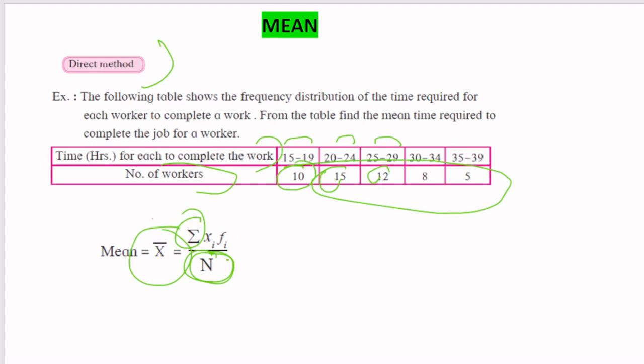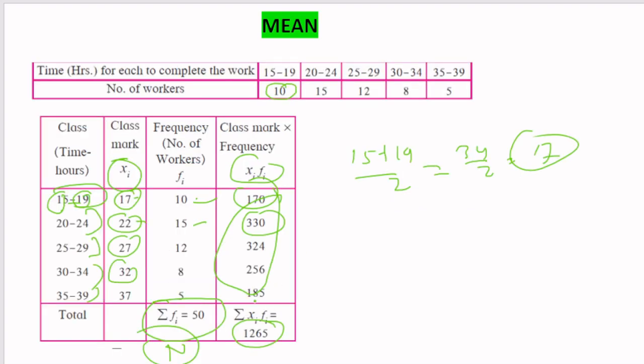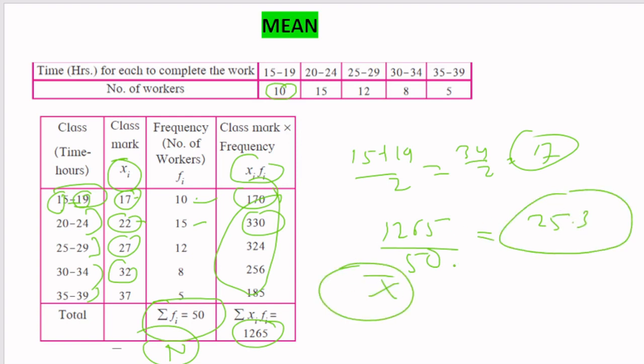So x bar is equal to summation of xi fi divided by n. Here, summation of xi fi is 1265 divided by n. N is nothing but summation of fi, that is 50. You'll get 25.3. This will be your x bar, which is also called the mean using the direct method. This is the kind of direct method which we are going to use to solve the practice set.